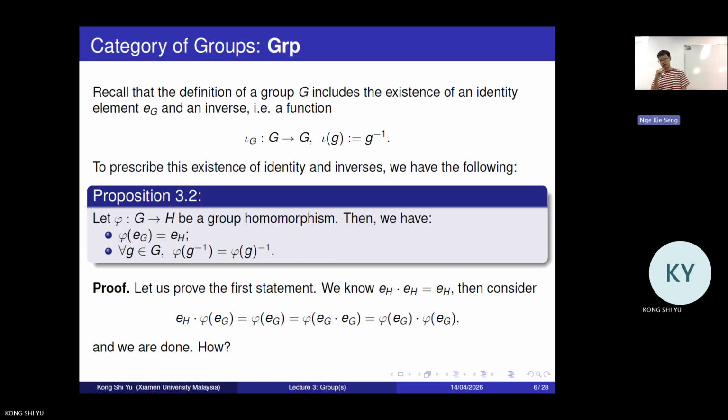We also know that EG equals EG times EG, so we break it down into two EG. Then we know phi is a group homomorphism, so now we have phi EG dot phi EG. And we are done. How? We just simply use the cancellation law, by how we do inverses in a group. From here, we just simply take the inverse of this, and we can take either left or right. You take the right one. Okay.